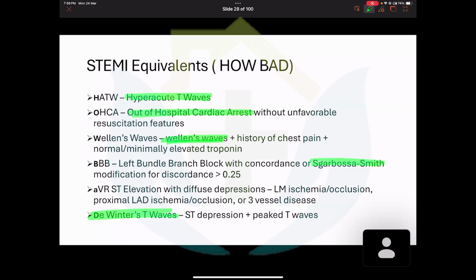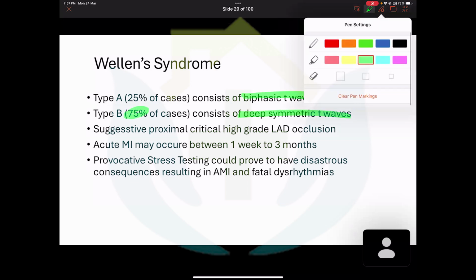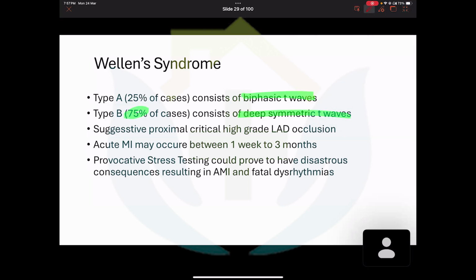All the 4 ECGs I have accumulated together: the hyperacute T waves, De Winters, and Wellens. So here we shall discuss Wellens type A and type B. Type A is the biphasic T waves, and type B is deep symmetrical T waves. Type B is by far the more common. Here they mentioned type A 75%, but Wellens, if you diagnose, is almost always these deep symmetrical T waves in V1, V2, V3, V4, V5, V6.